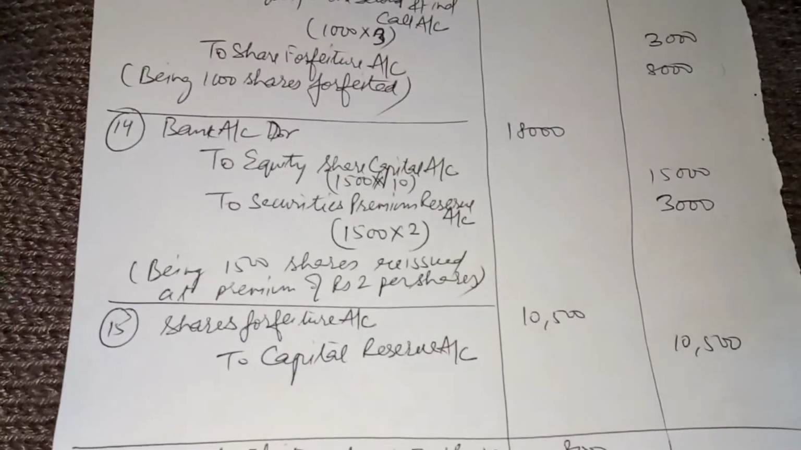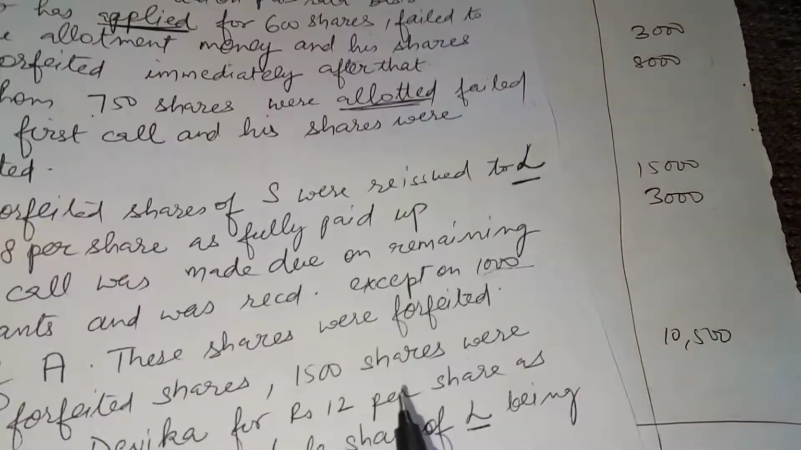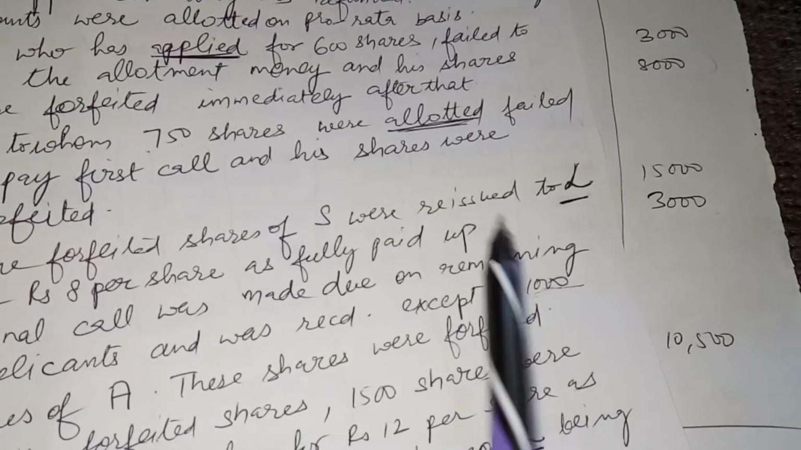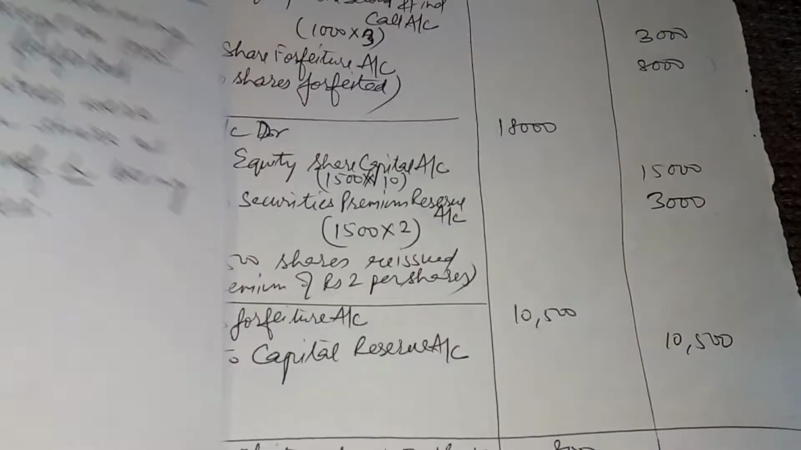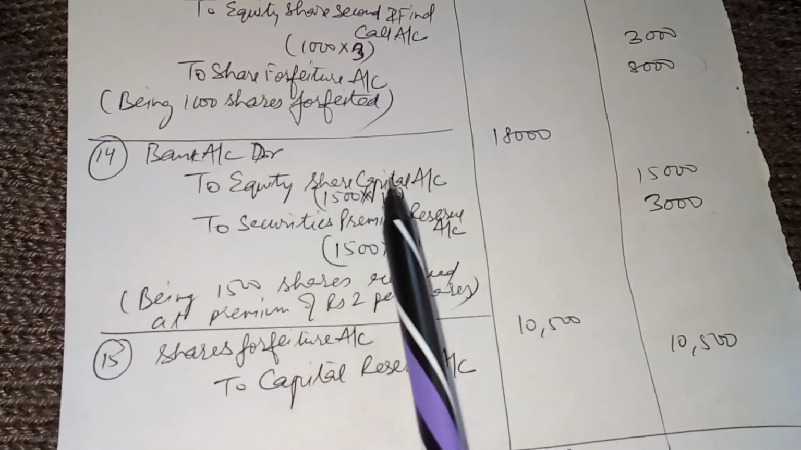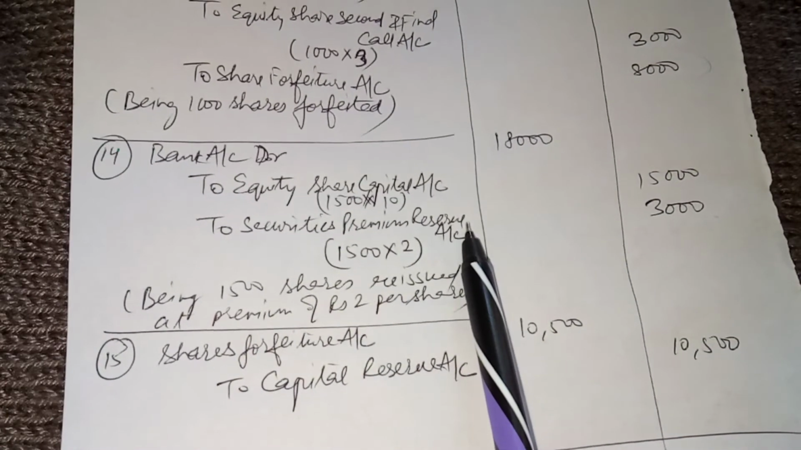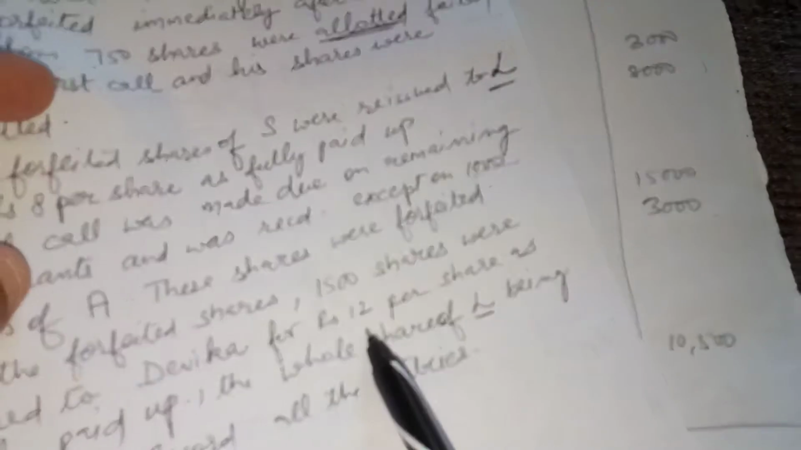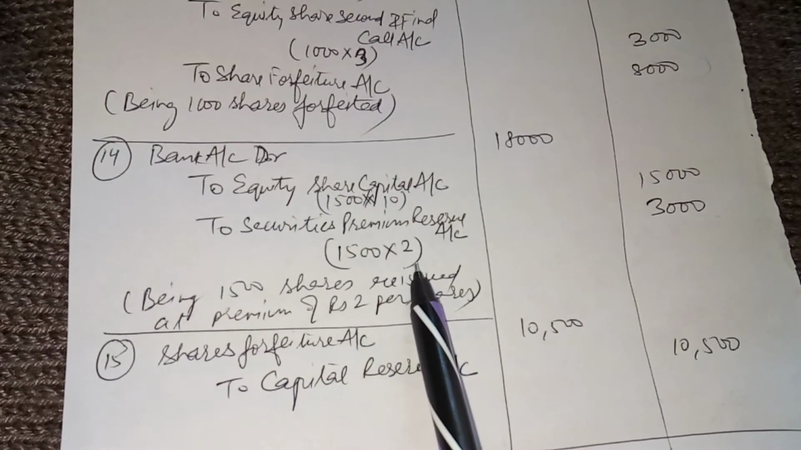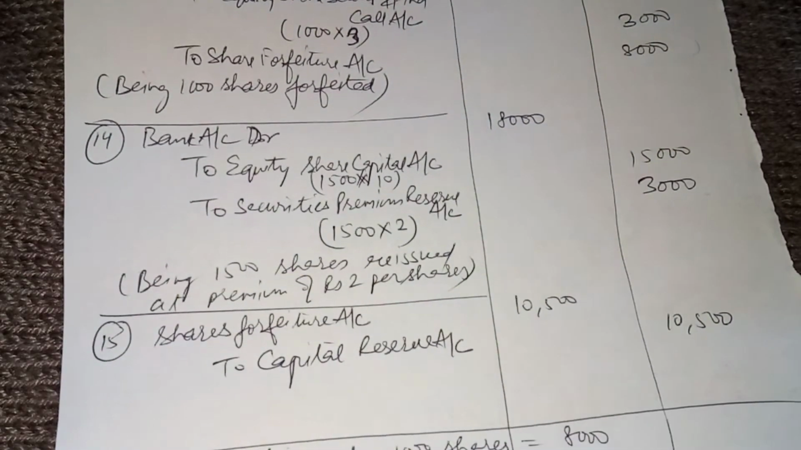And now bank account debit. As per the question, out of these 1,000 shares and 750 shares, 1,500 shares were reissued. So the reissue entry: bank account debit to equity share capital 1,500 into 10, that is 15,000, to securities premium, as these were reissued at rupees 12 per share. So to securities premium 1,500 into 2, that is 3,000. So add both of them, 18,000 is debited to bank account.